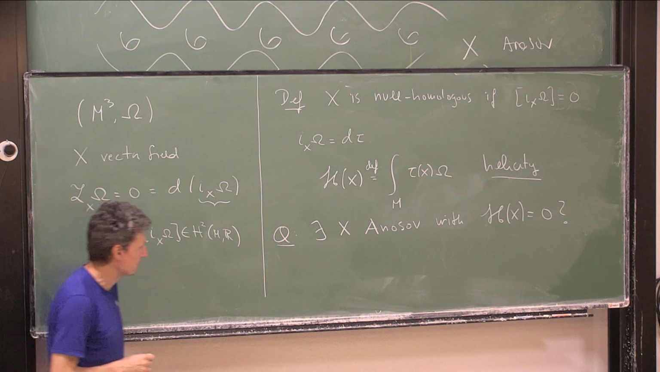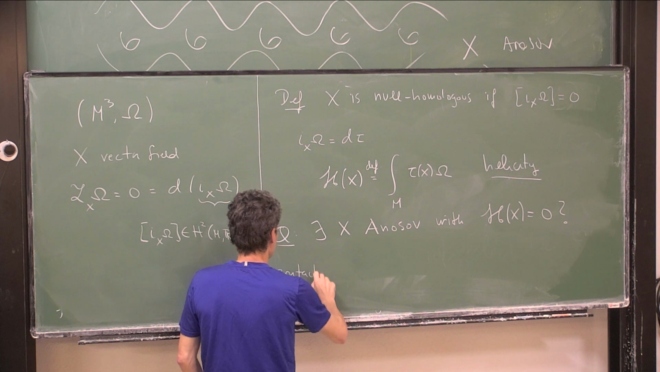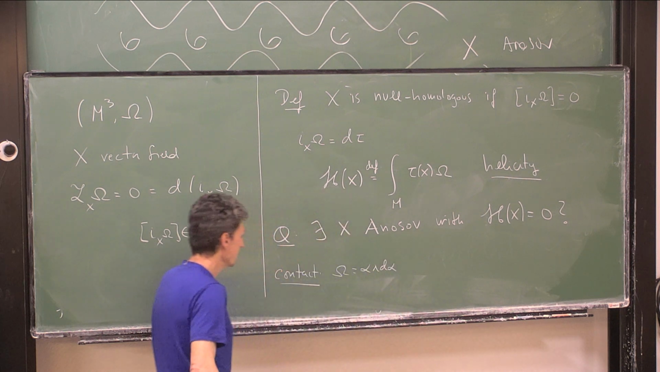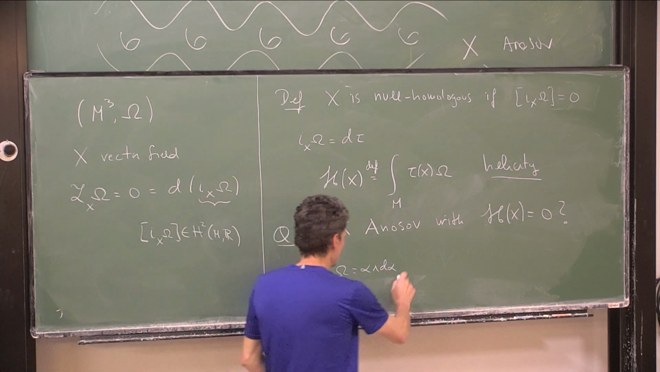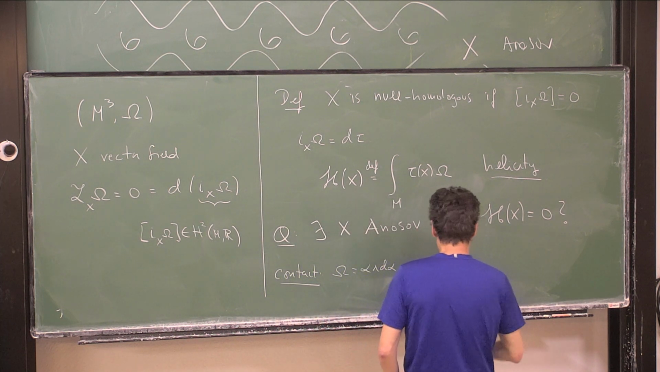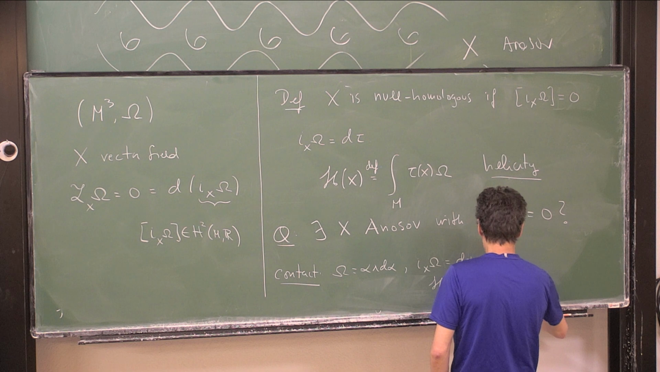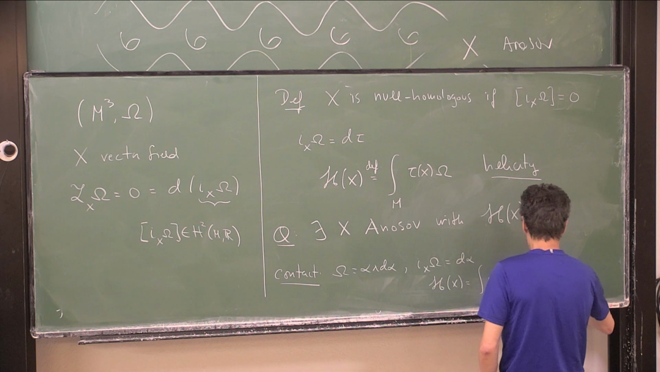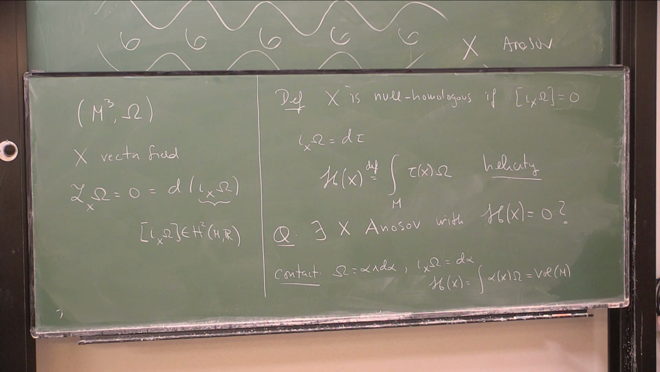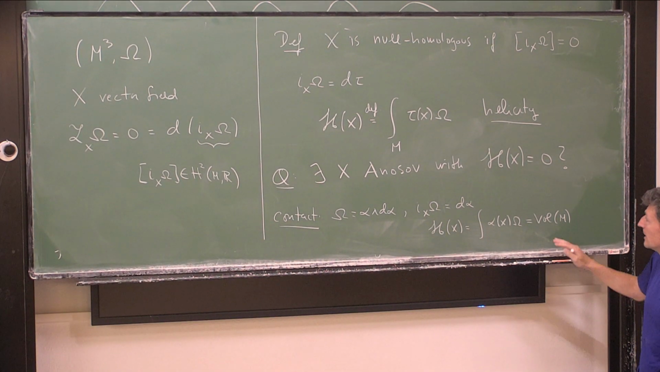So the obvious thing to try, just to do quickly, if you want to do this in the contact case, the form would be something like that. So if you contract, obviously, you get the alpha, and the helicity in this case is the volume, which is always non-zero in the contact case, right? So, yeah, that is the question.